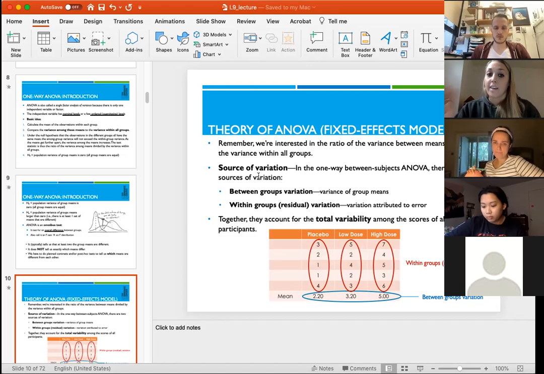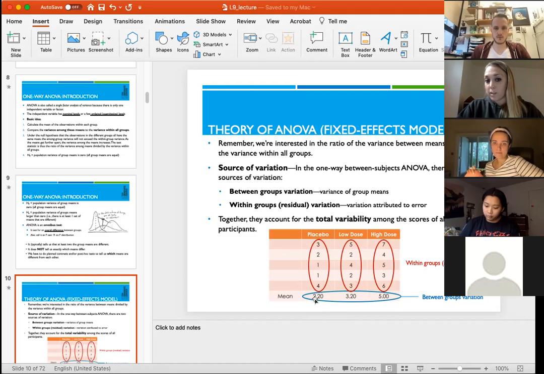And so together, your between groups variation and your within groups variation account for all the variability in your data, right? So you have variability within a group in the red here. This is within the placebo group. These numbers aren't the same. Essentially, this is your within group, and they're not the same in here, and they're not the same in here. That's the error we can't explain, or the variance we can't explain, called within groups.